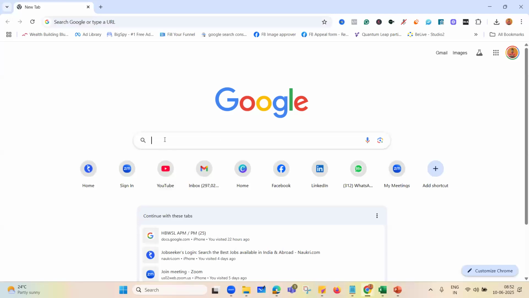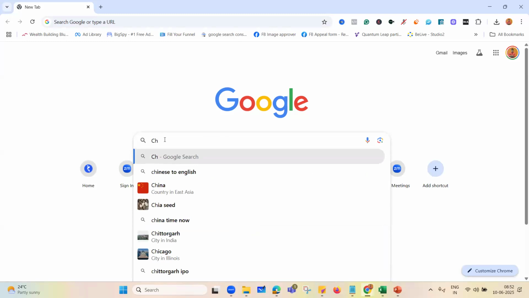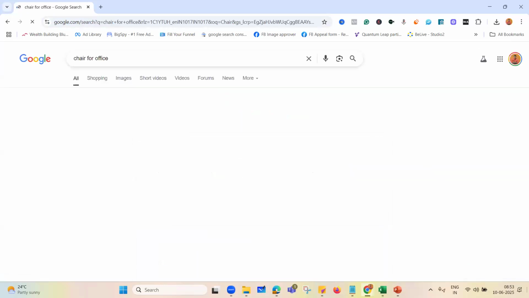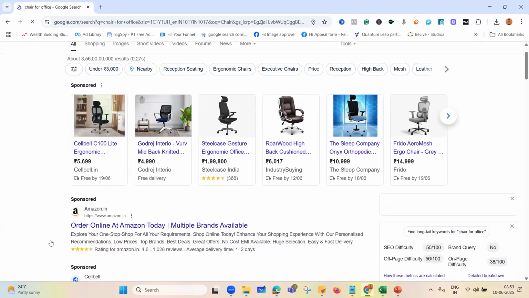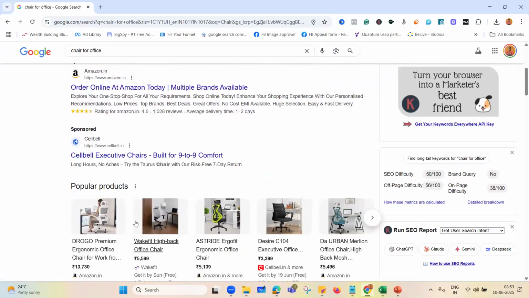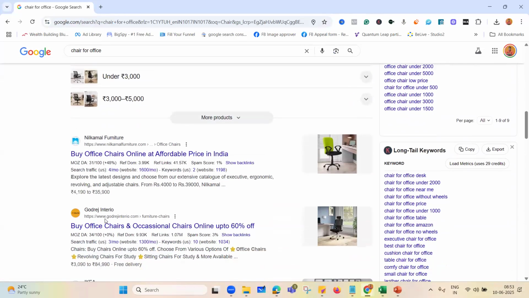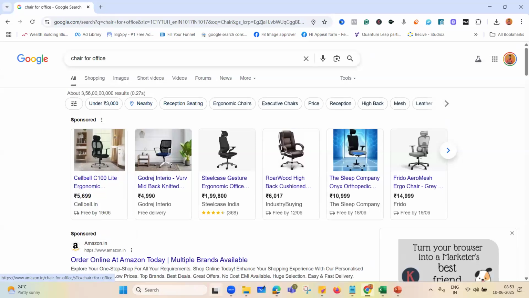All right. So now, say for example, I have to search for a product. Tell me one quick product if you can. Okay, say, chair for office. I searched. The moment I search chair for office, what exactly happens? Do you see the first result is sponsored, second result sponsored, third result sponsored, and then I am getting the search result. Do you see that? Yes.